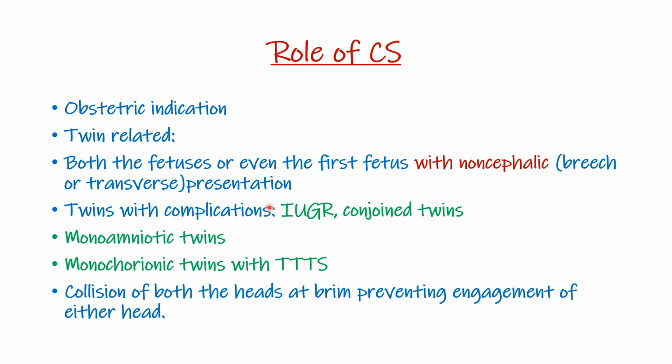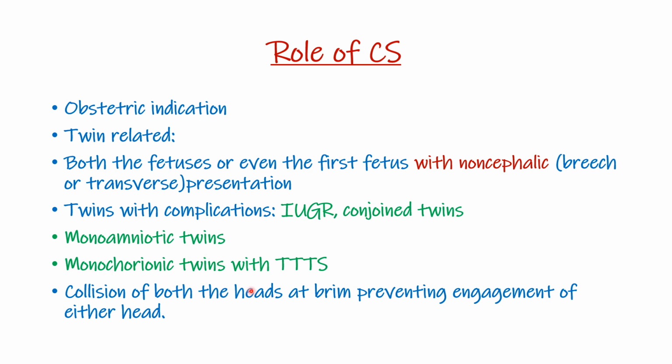So we said vaginal delivery can be done when both fetuses are vertex, or at least the first one is in vertex presentation. I hope we are on the same page. So for twin complications, we have intrauterine growth restriction. When you have these twin complications, it's also an indication for cesarean section. That is intrauterine growth restriction and conjoined twins. In addition to that, monoamniotic twins that share the same amniotic sac.